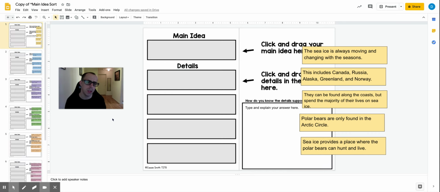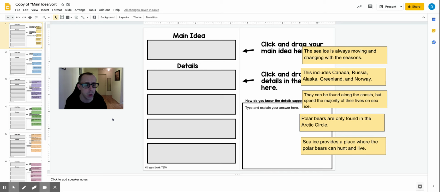So let's begin. The sea ice is always moving and changing with the seasons. Now if this is the main idea, then that would mean that every sentence here needs to discuss sea ice. This includes Canada, Russia, Alaska, Greenland, and Norway. Now you see that does not discuss sea ice, so the first sentence can't be the main idea. Let's see if every sentence is about Canada, Russia, Alaska, Greenland, and Norway.